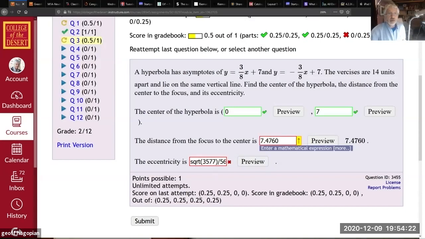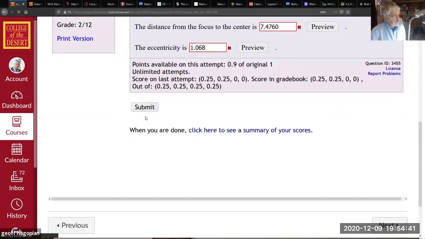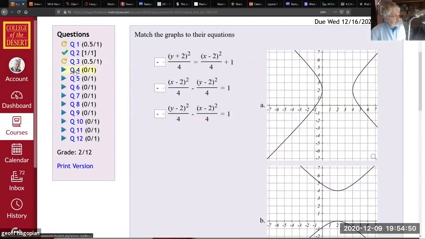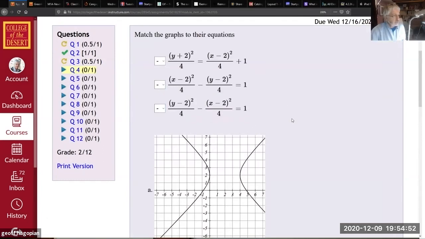So if I take that number and divide it by 7, I'll get the eccentricity, which is a little bit bigger than 1. It's 1.068. Okay, let's try that. 1.068. And if I submit now, I still get them wrong. So I think it must be the problem is wrong. Okay, it's good to know. I'll go back and fix it.